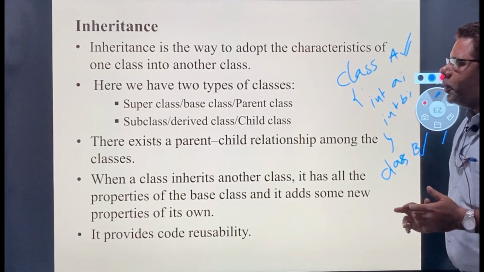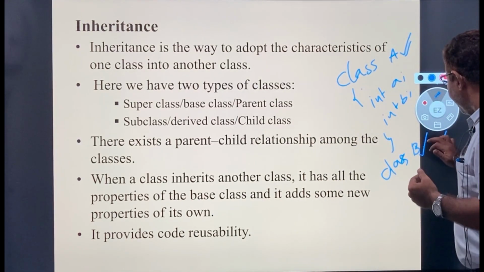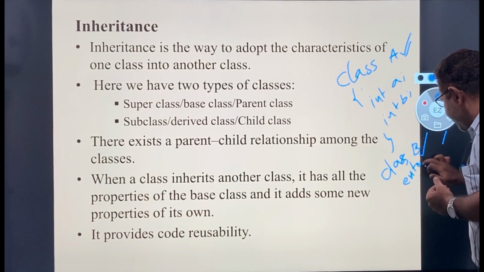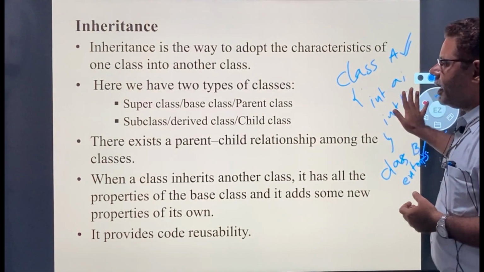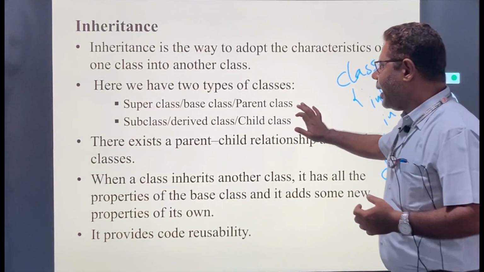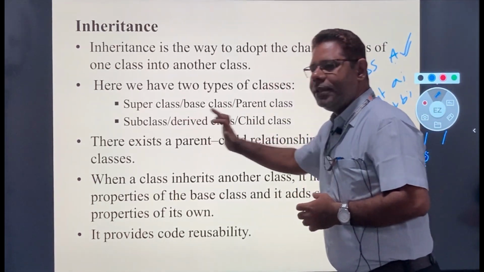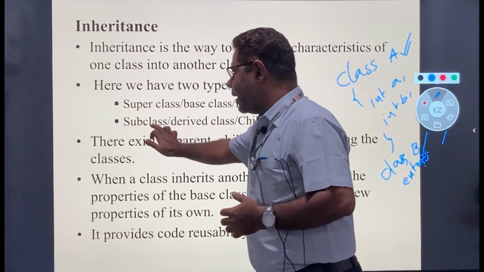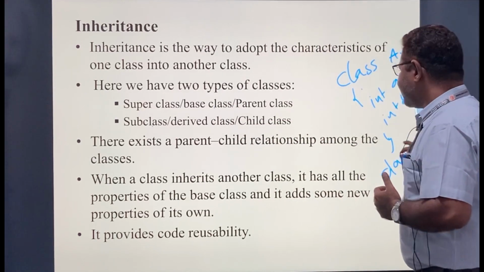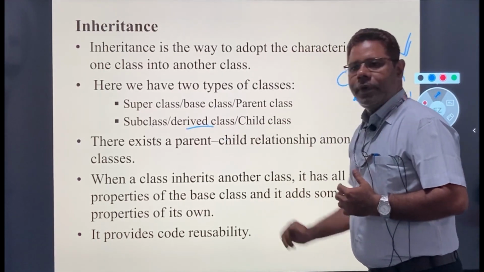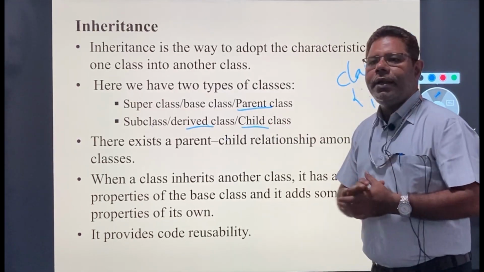So to adapt the properties of class A into class B, we can use the keyword extends. We can discuss what extends is in further concepts. We have two types of classes: the superclass, base class, or parent class. When we call class A the superclass, then class B is called the subclass. If class A is called the base class, then class B is called the derived class. When we call class A the parent class, then class B is called the child class.